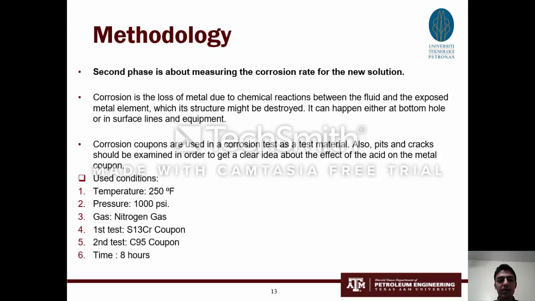Also, pits and cracks should be examined in order to get a clear idea about the effect of the acid on the metal coupon. We have used specific conditions, which are temperature 250 Fahrenheit, pressure 1000 psi, and nitrogen gas, and we did two tests for corrosion. In the first test we used a superchromium coupon, and in the second test we used a carbon coupon C95. The duration of each test was 8 hours continuously.